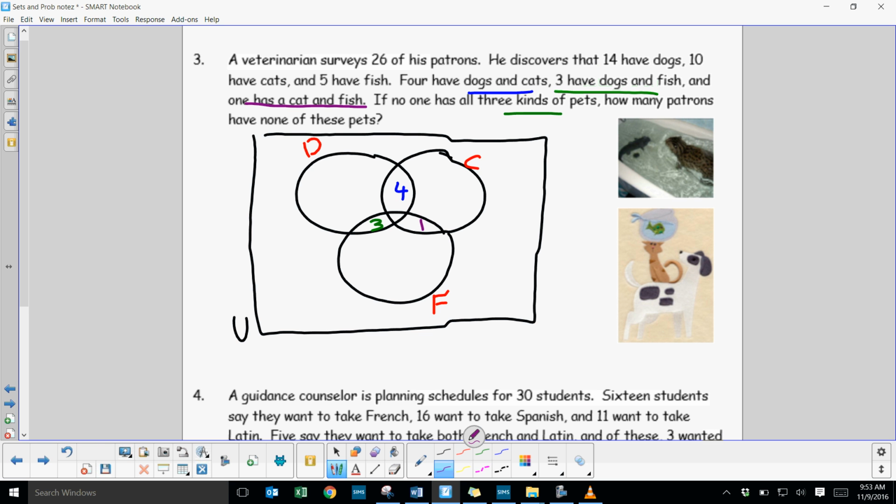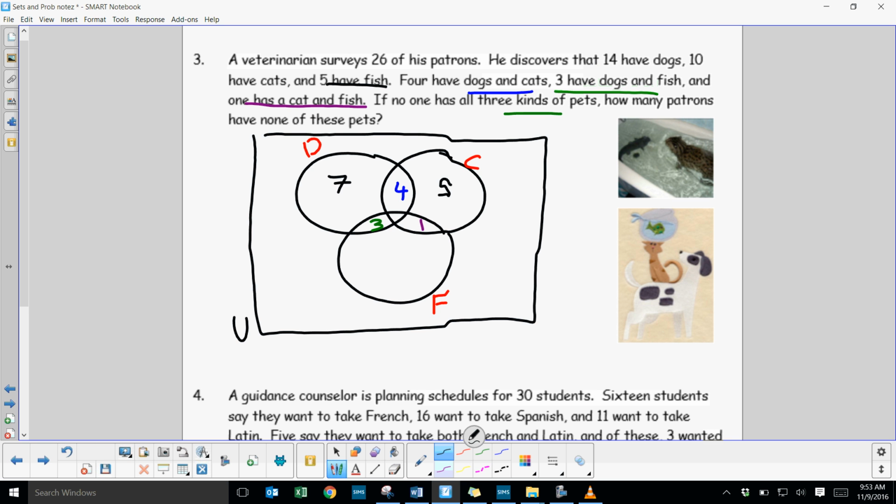And now we can work outwards from here. So 14 in total have dogs. So in the dog circle, we've already got 4 and 3. So 4 and 3, sorry, adds to 7. And if there's 14 in total, we must have 7 extra that have dogs only. 10 have cats. They haven't said cats only, so we've got to say the whole circle must add up to 10 for cats. So 4 plus 1 is 5. So to add up to 10, we must have 5 that have cats only. And let's see. And also we need to work out, we're told also, sorry, yeah, 5 have fish.